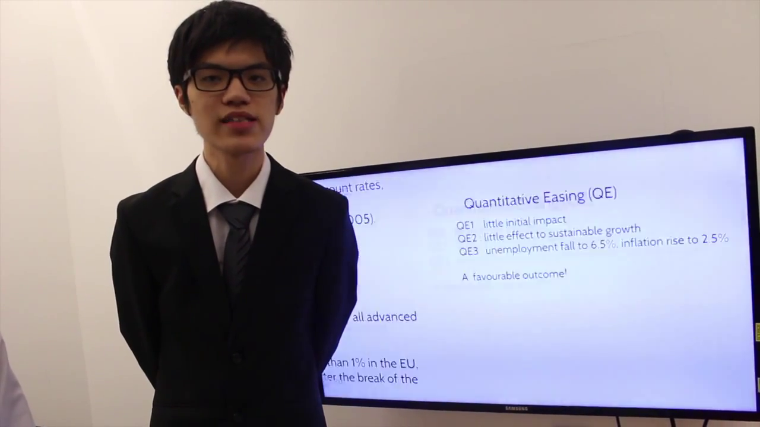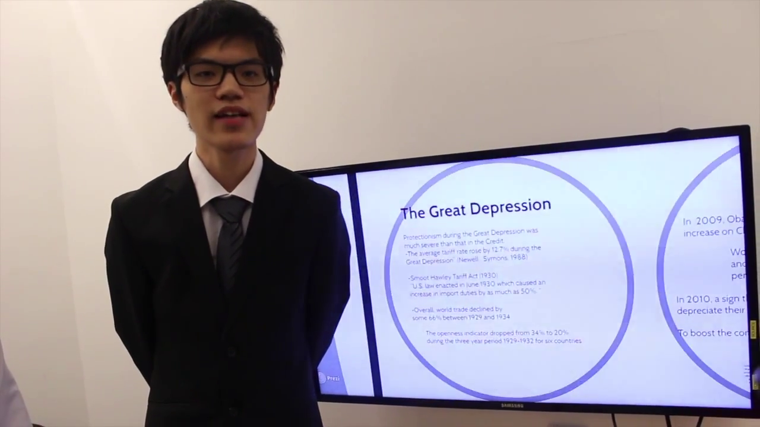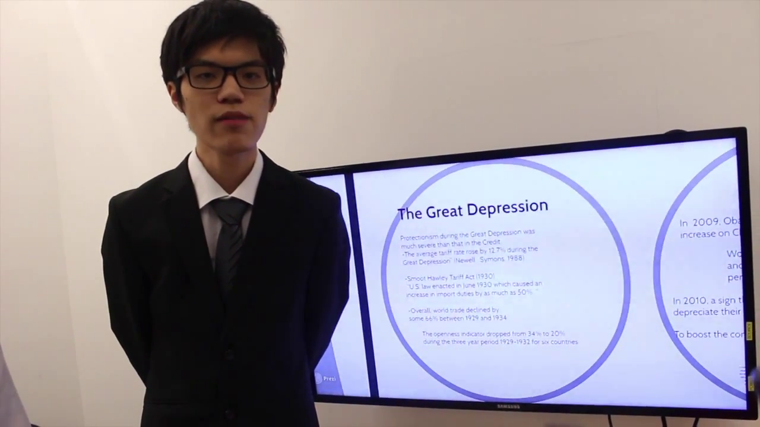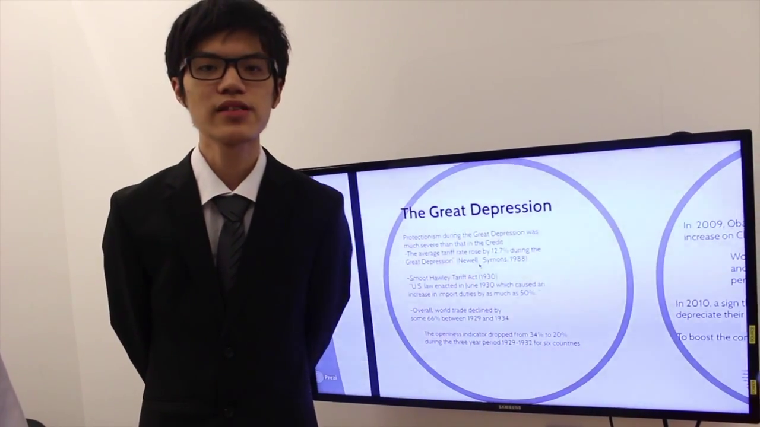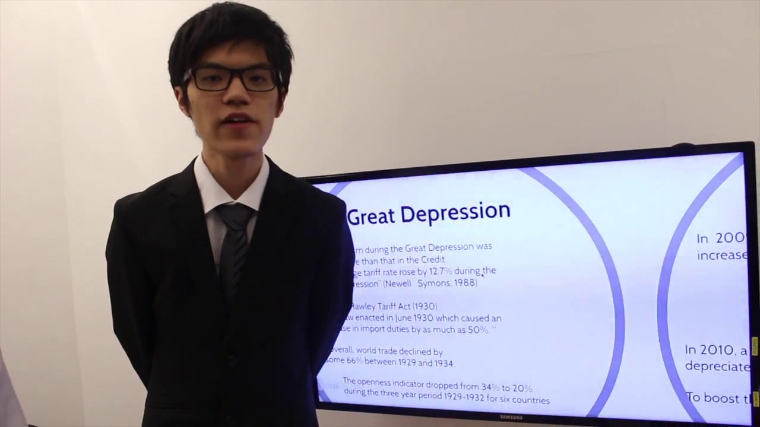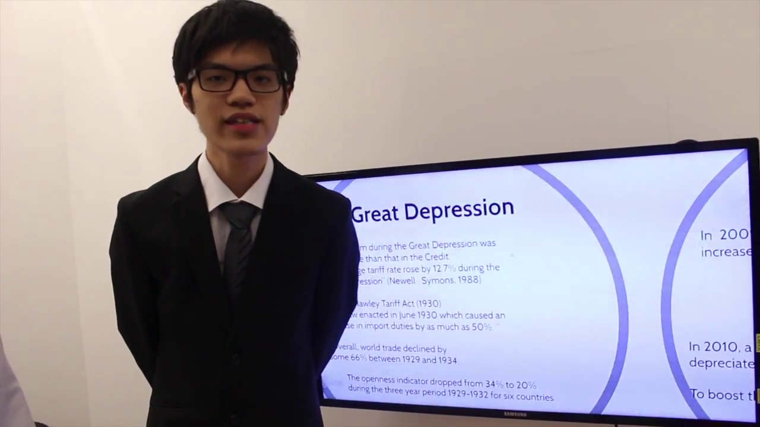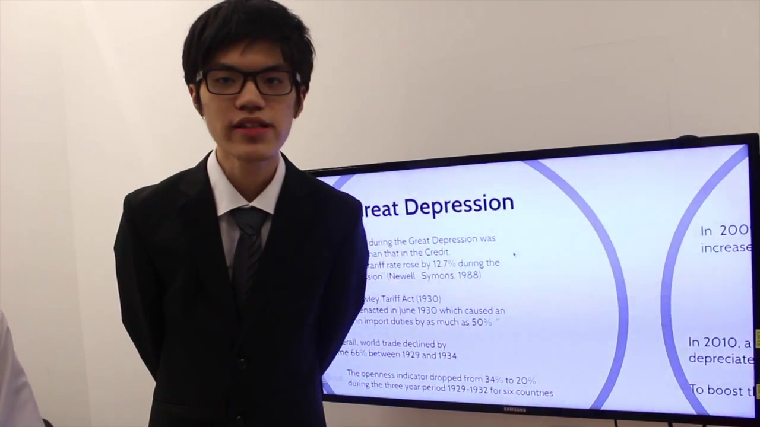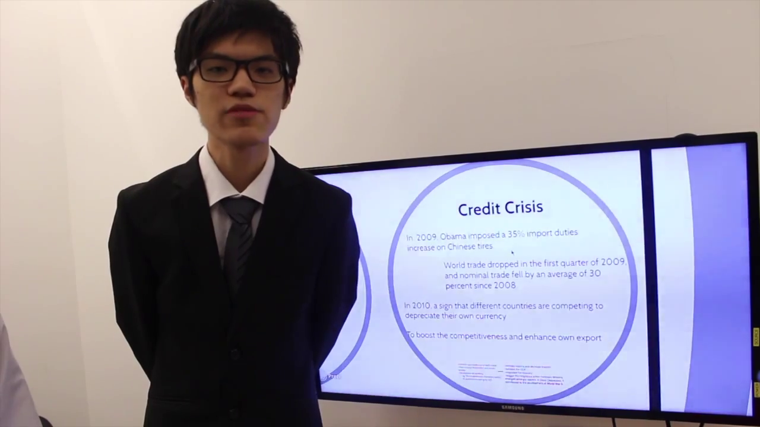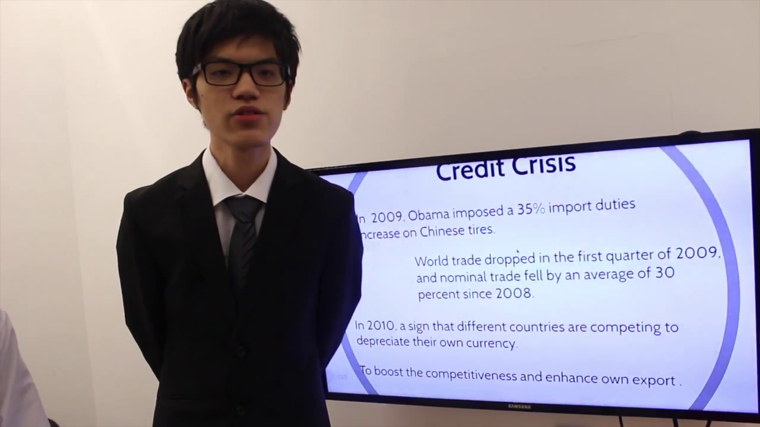Protectionism appeared in both crises, but the degree of protectionism during the Great Depression was much larger than in the financial crisis. For example, the average tariff rate rose by 12.7% during the Great Depression, and there was a famous act enacted by the US. The effect was that world trade decreased by 66%. During the financial crisis, there were also signs of protectionism as world trade dropped by 30% since 2008.